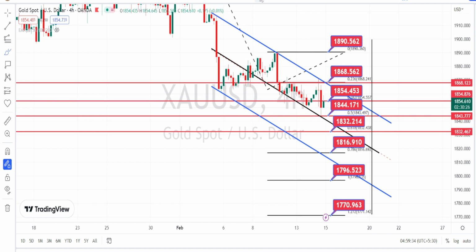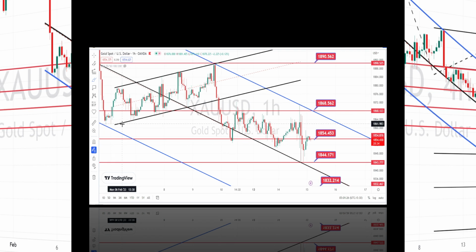Let us look at the price action in hourly time frame. I'm in hourly time frame.